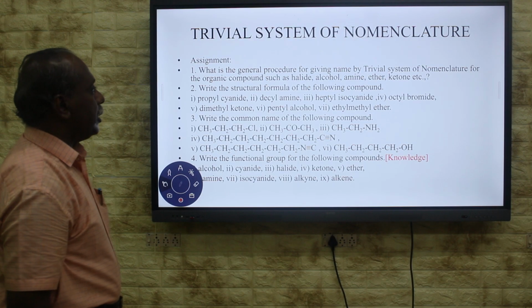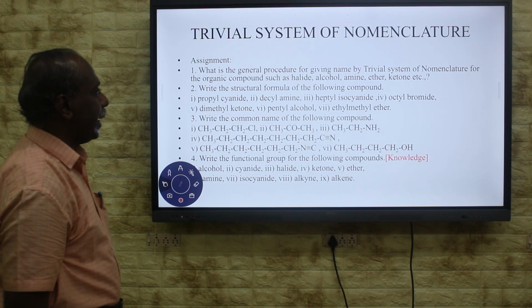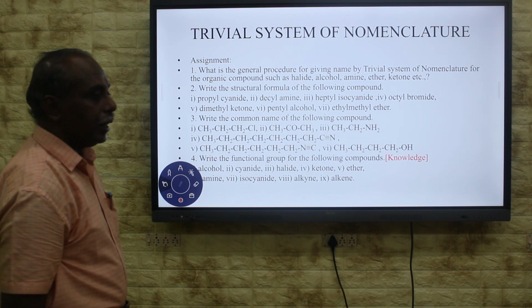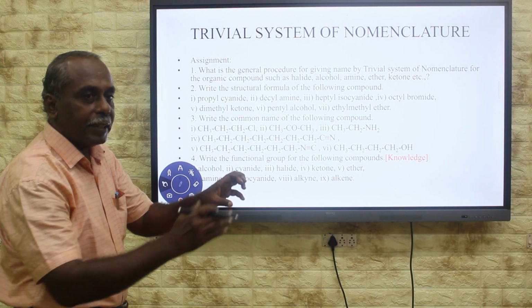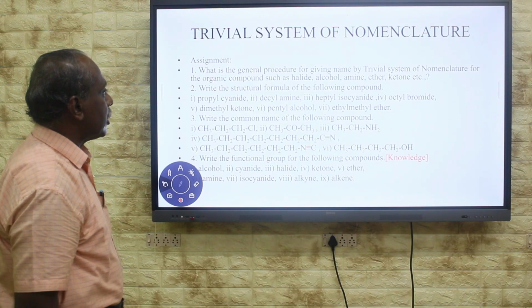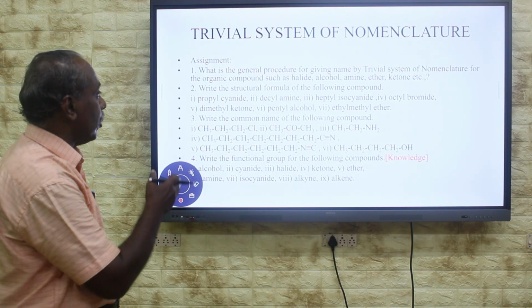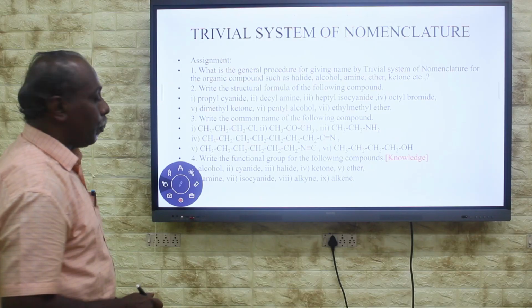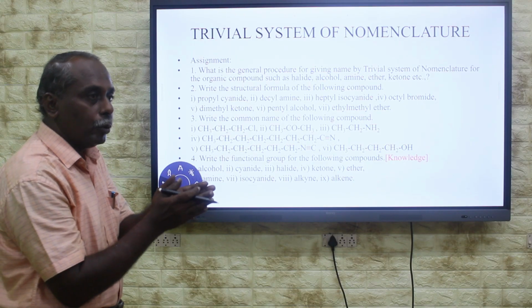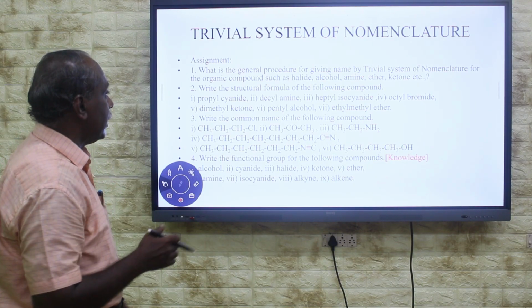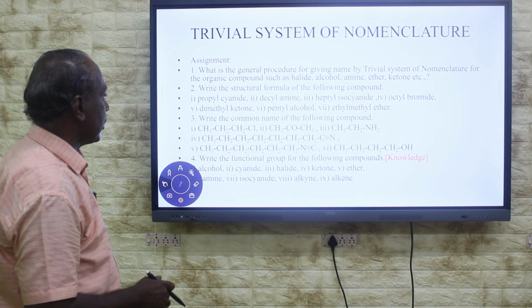1. What is the general procedure for giving a name by the trivial system of nomenclature for organic compounds such as halide, alcohol, amine, ether, ketone? First the alkyl name should be given, then along with the alkyl name you should add the functional group name. Then write the structural formula of the compound. We have already given a lot of exercises while teaching those things. Propyl cyanide: you write the propyl group, there are 3 carbons, CH3, CH2, CH2, then cyanide, CN, is added. Cyanide is a functional group that is added to the propyl group. You can get the structural formula of this compound.